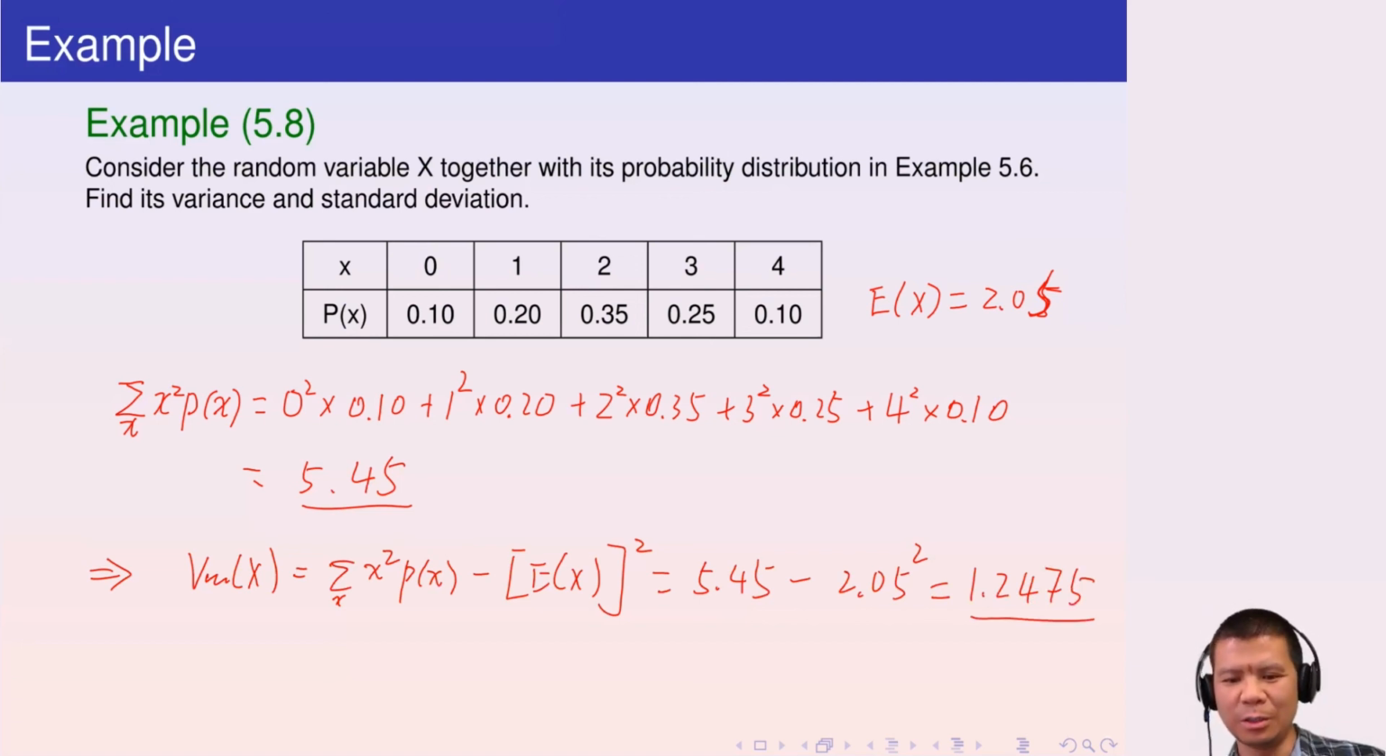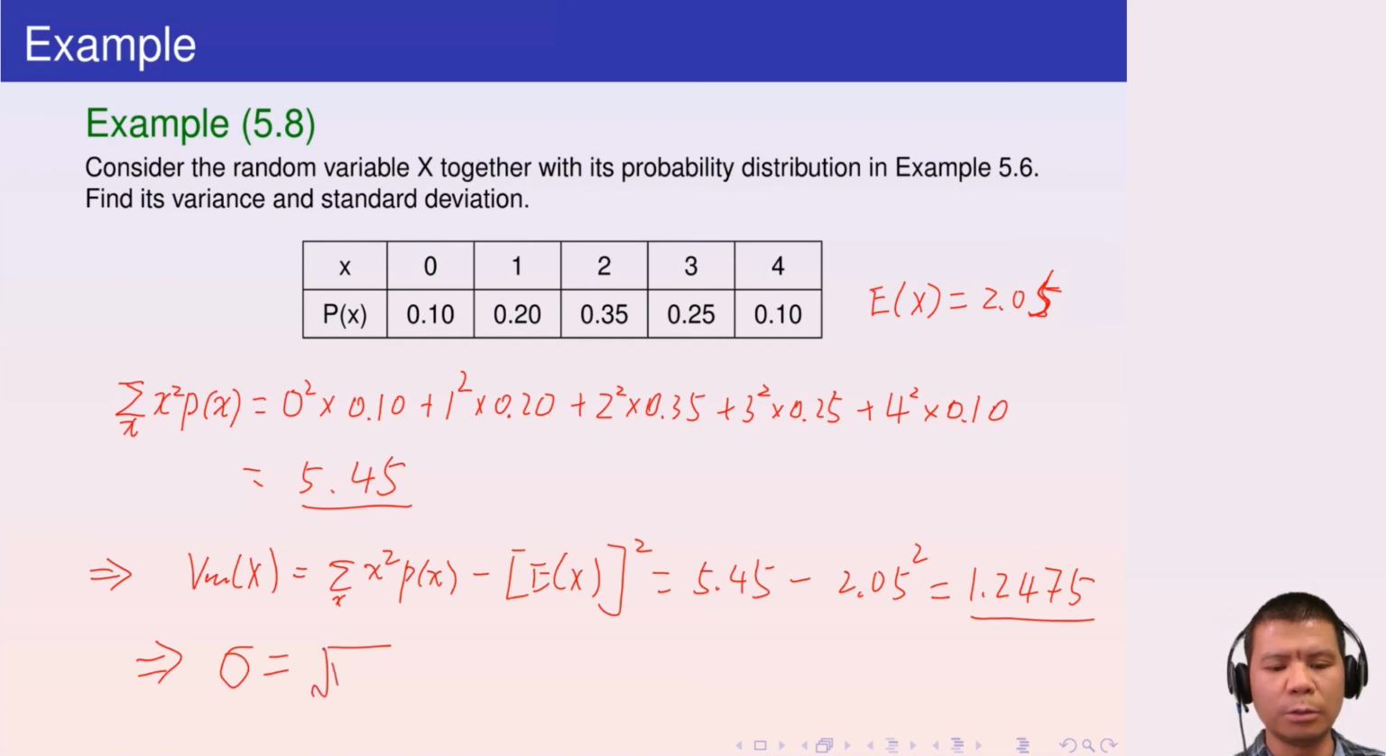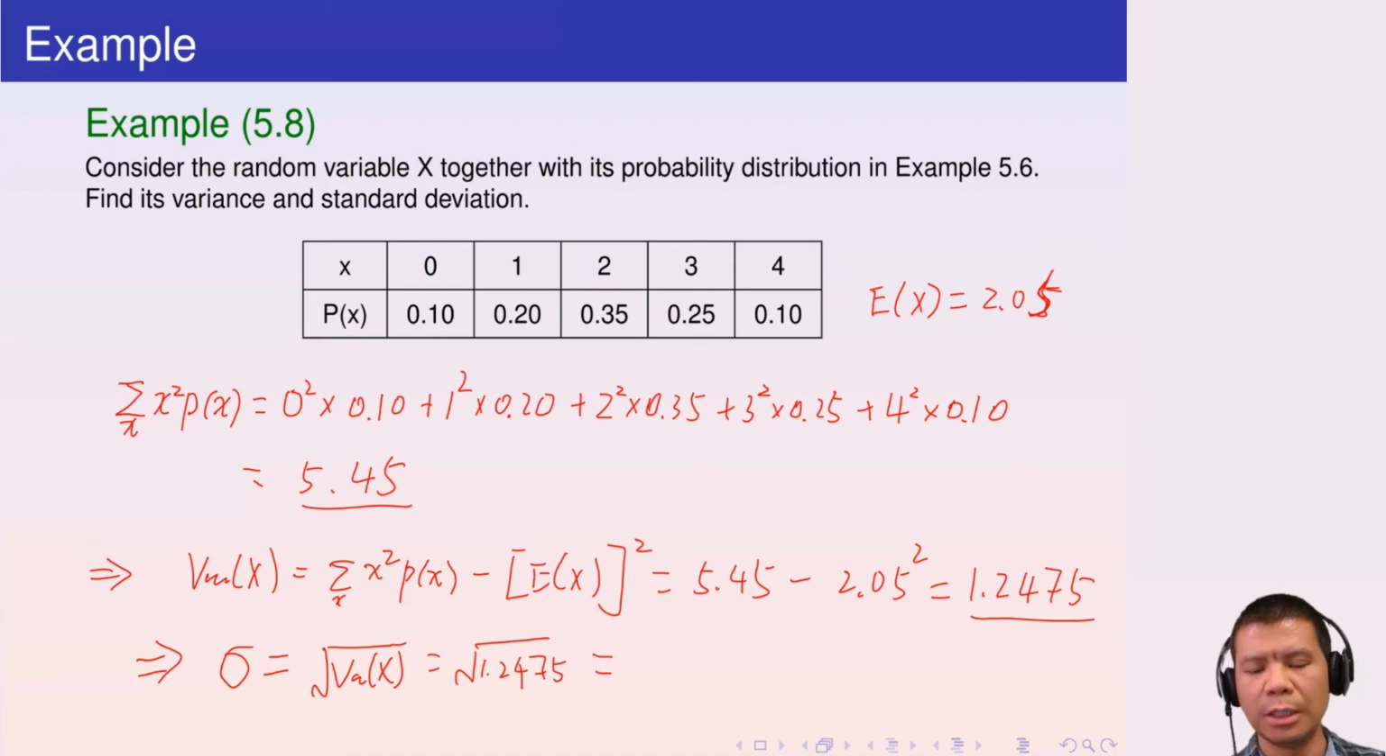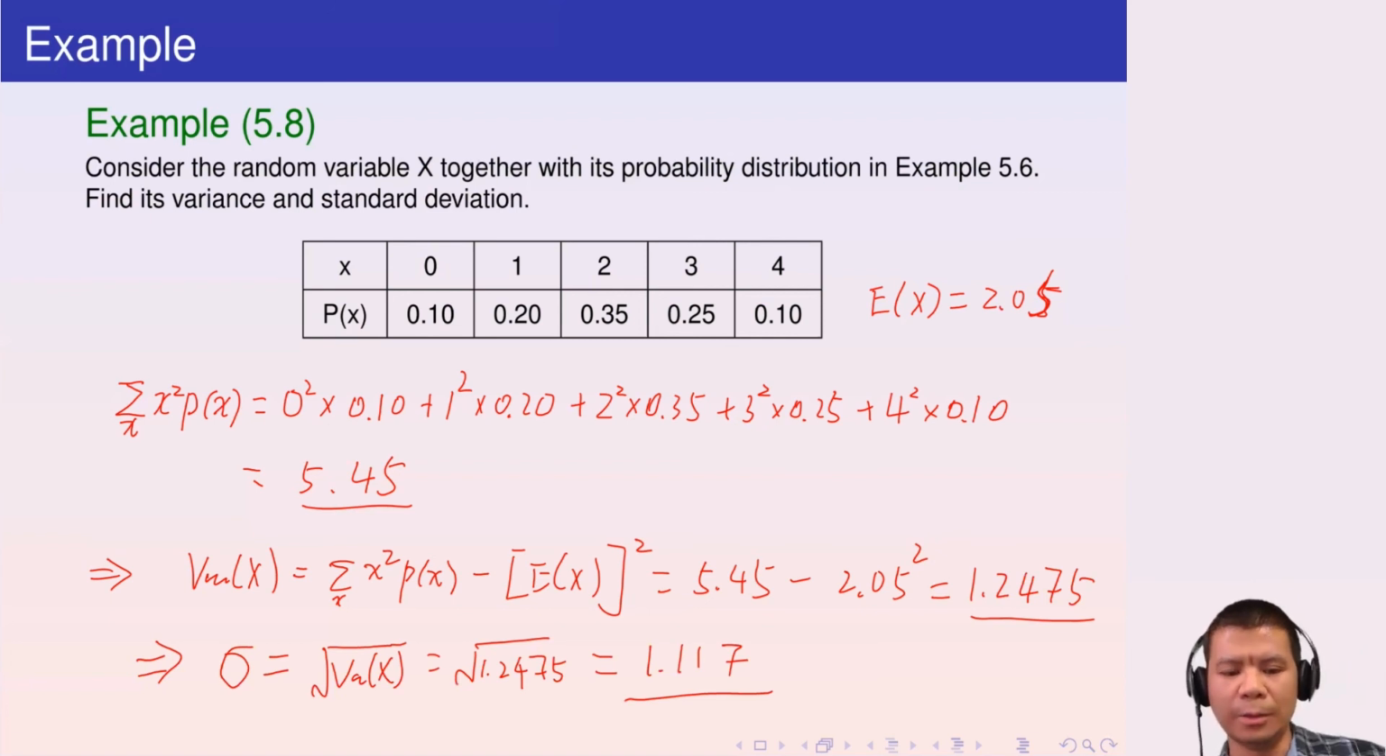So it is this one. You may use the calculator to find this value. This is going to be the variance, and then you can take the square root. The standard deviation is simply the square root of the variance of x, which equals the square root of 1.2475. I believe it's 1.117, something like this. If you round to 3 decimal places, you get this one. This is how we find the variance for this one.